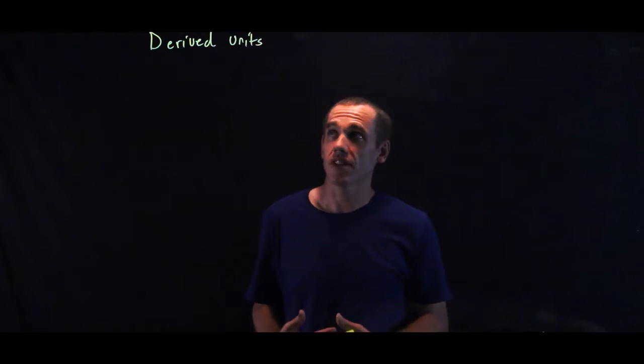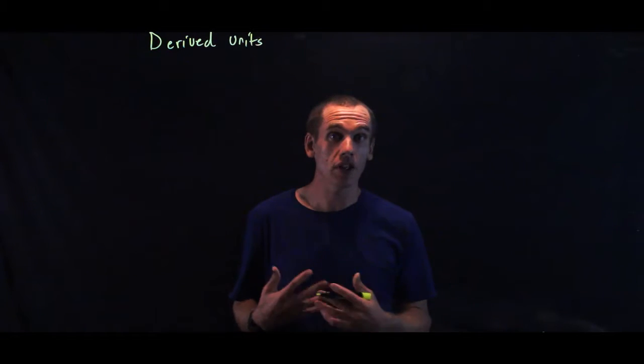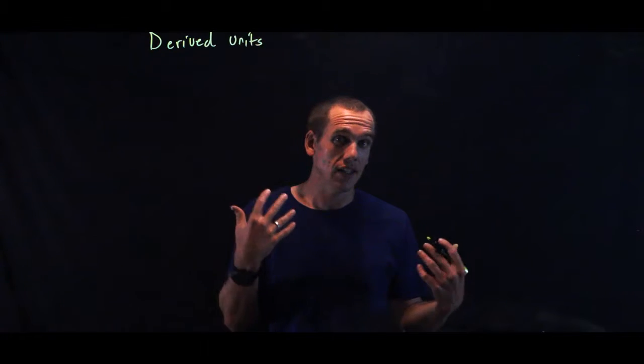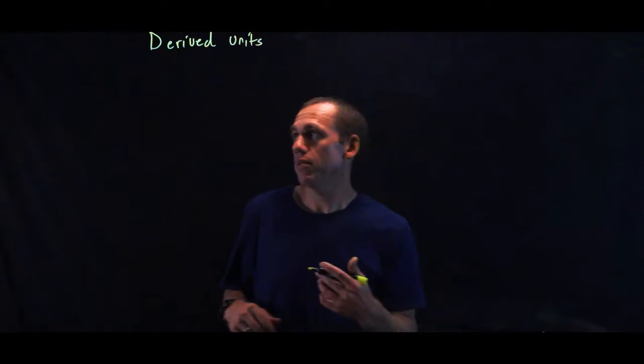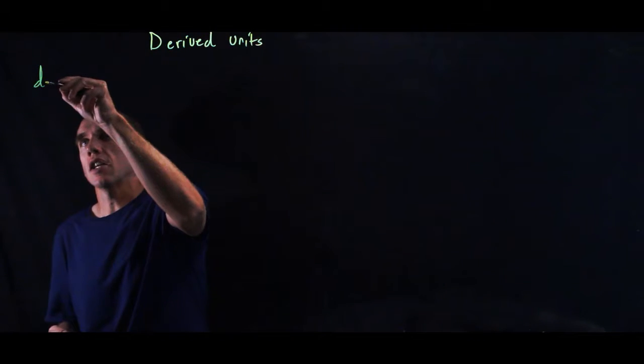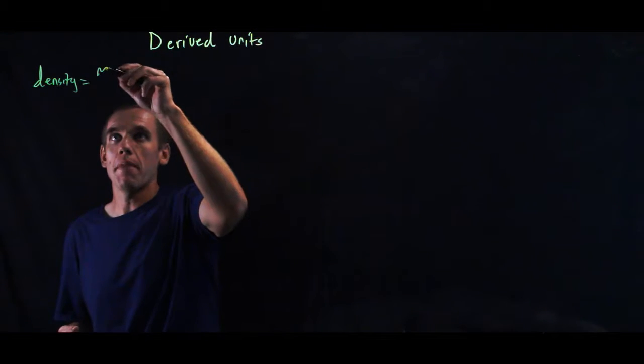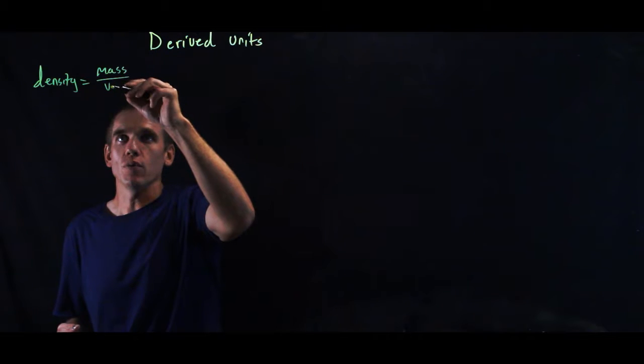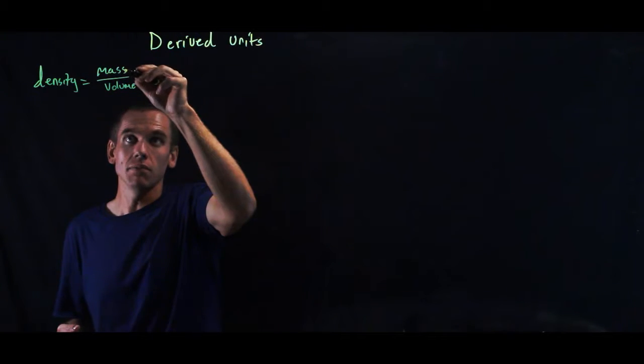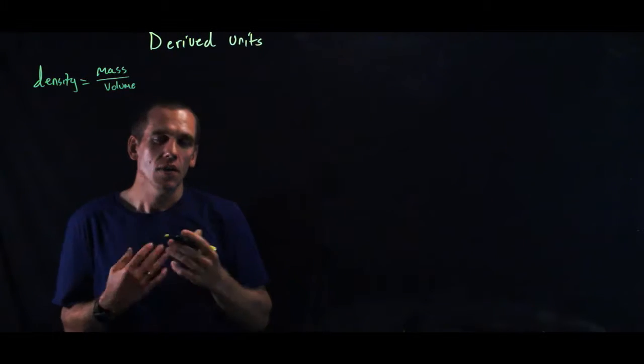Sometimes when we're dealing with units, they get a little bit complicated because we're measuring more than one thing and saying how they're related. And a perfect example of this is, say, density. Now, we remember that density is simply a ratio of mass to volume. It tells us how much matter, mass, is in a given amount of space, volume.